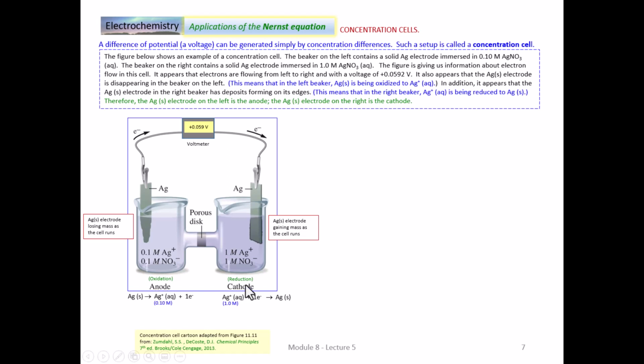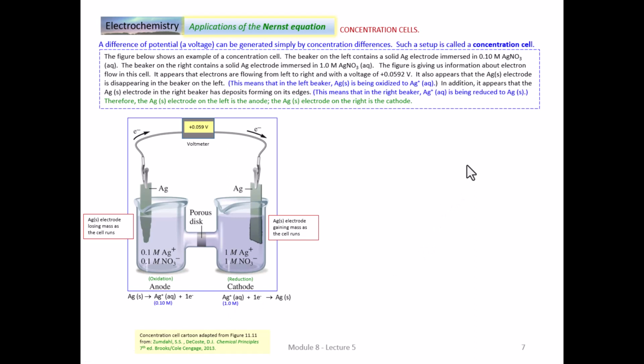Now on the other side we have reduction occurring, so this is the cathode, and on the other side the electrons would come over into the silver electrode, and silver ions from the solution would be reduced to silver metal and build up on the electrode. So we have a reduction occurring here, and the concentration of the silver ion on the right hand side in this beaker is 1 molar.